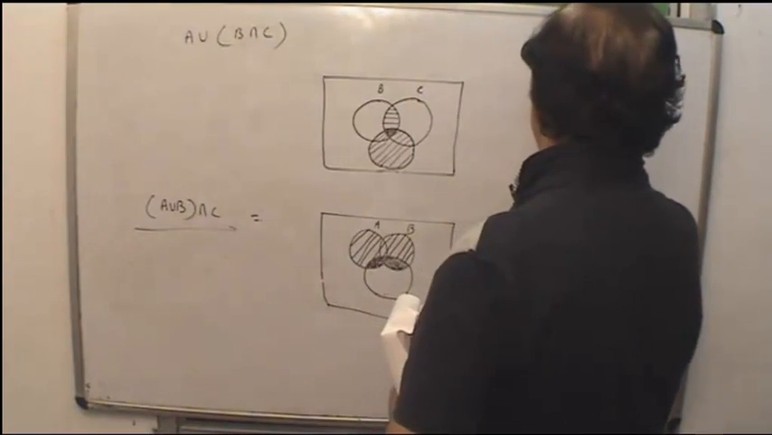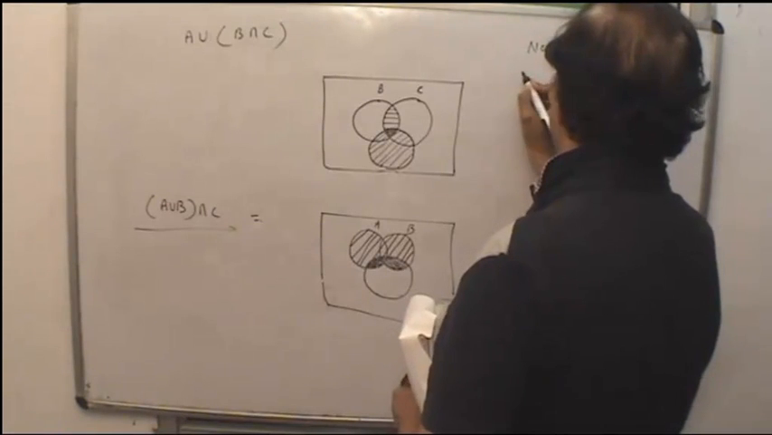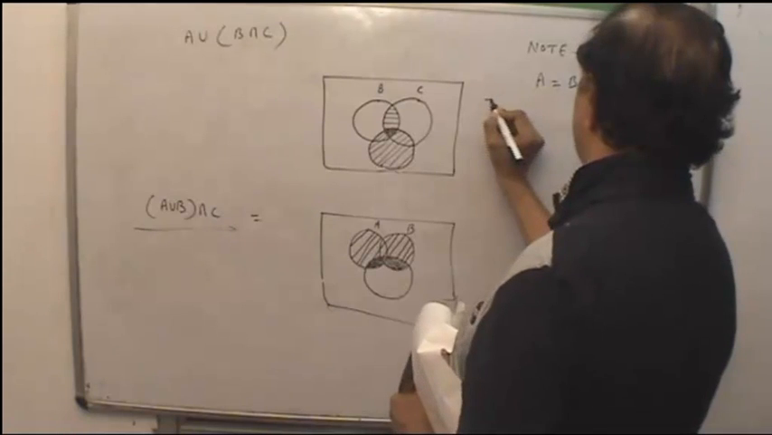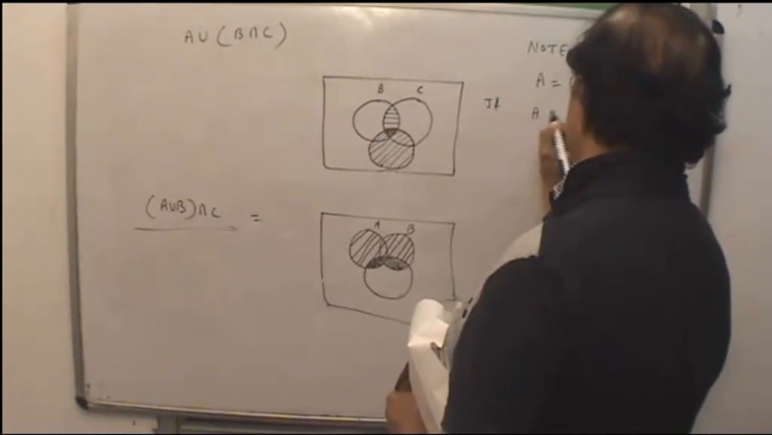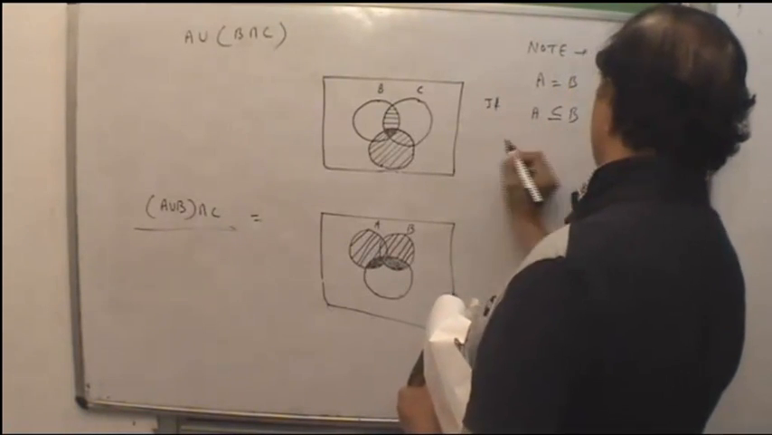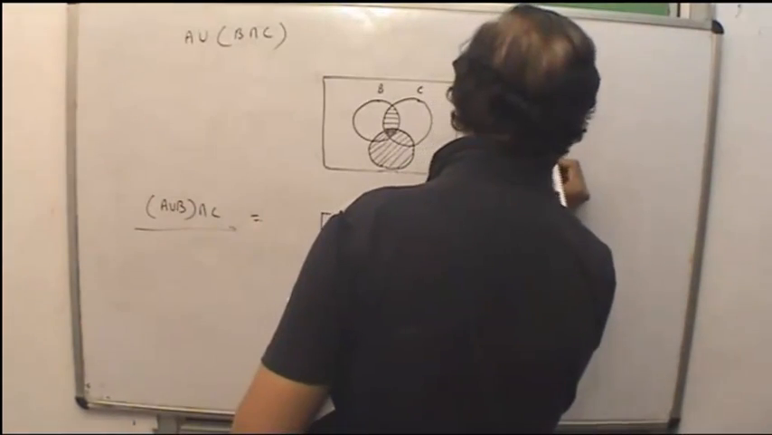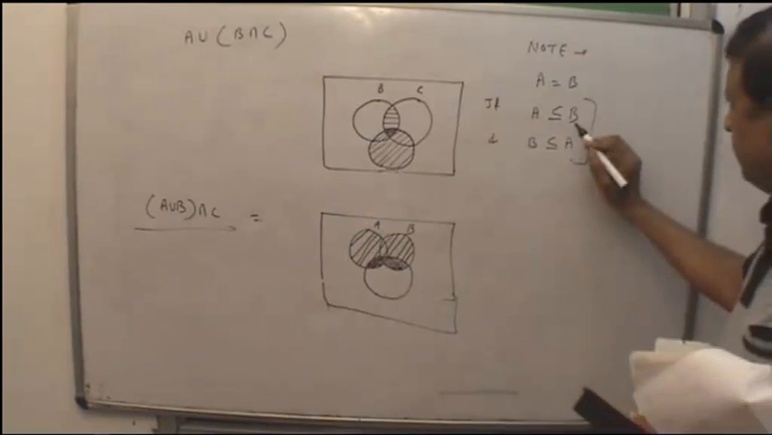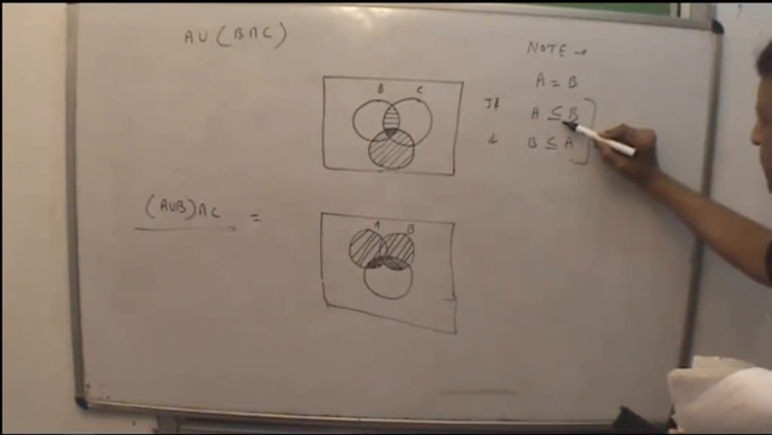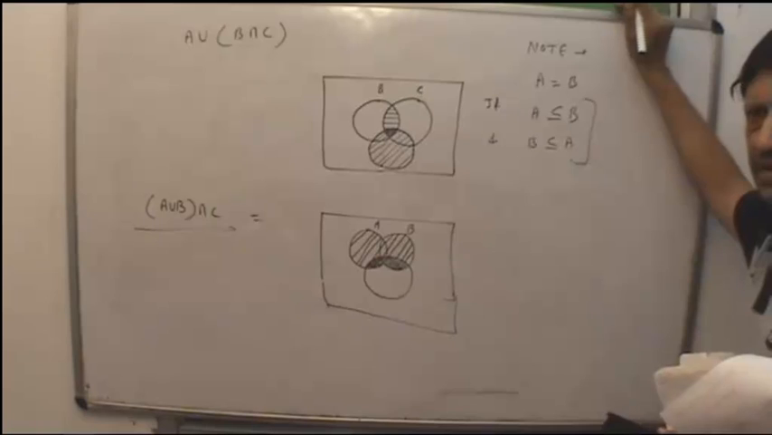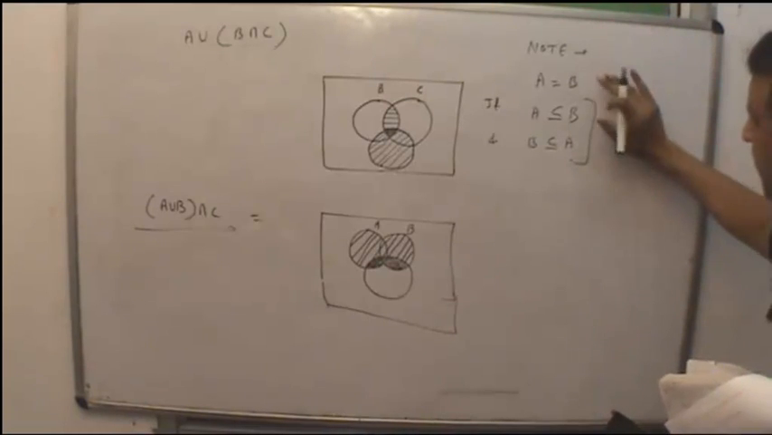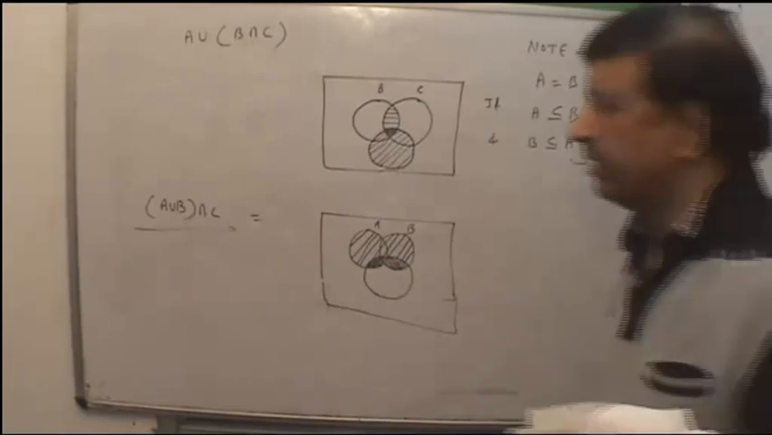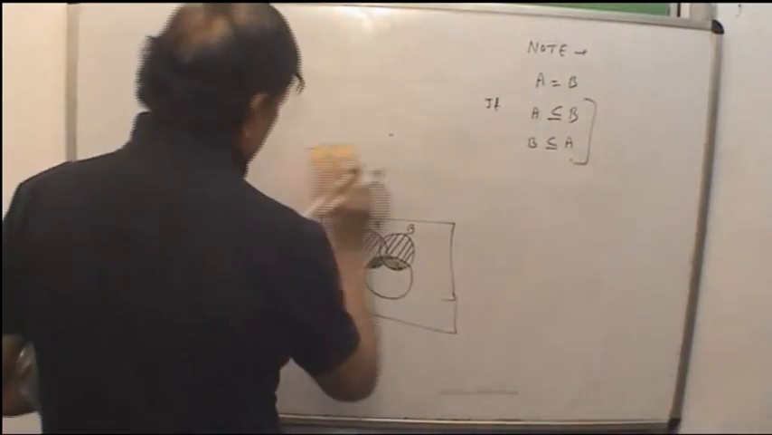Now note that two sets are equal. A is equal to B if A is a subset of B and B is a subset of A. This is the sign for the subset. If A is a subset of B and B is a subset of A, then we say A is equal to B. Now we are going to use it in the next topic.